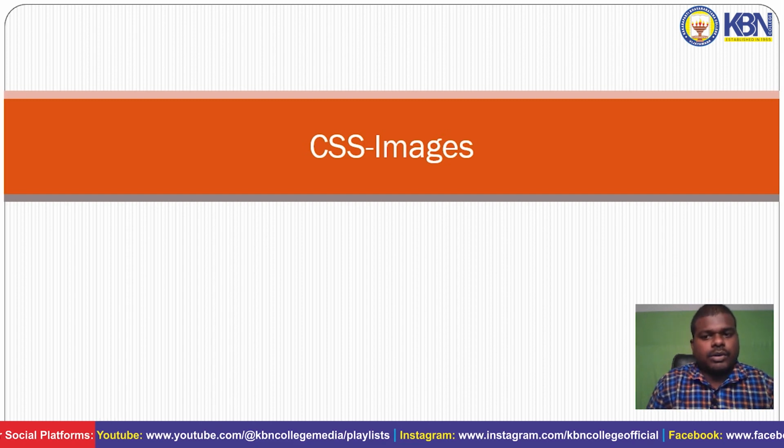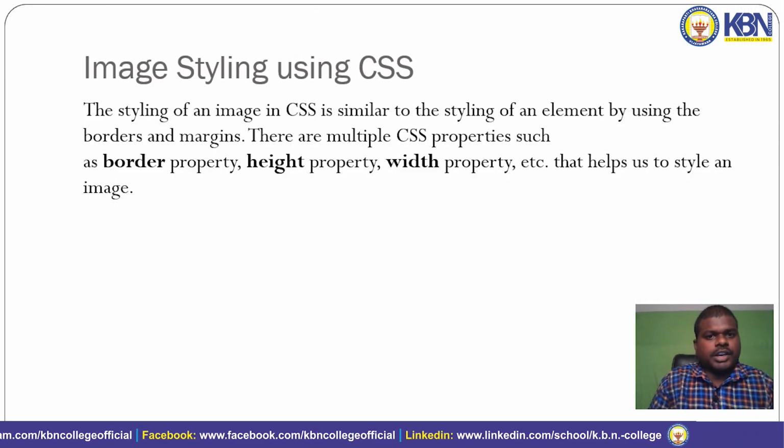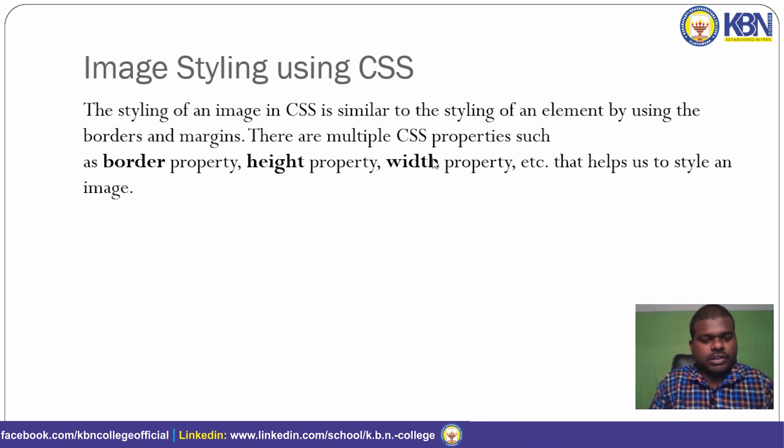Now let us come to the last topic in the session, CSS images. If you want to customize your images in CSS, you have a way to do that also. You can use three properties: border, height and width. Let us check that also through a code.